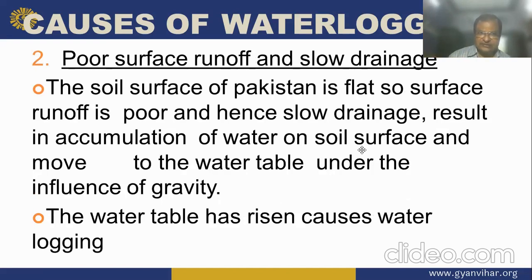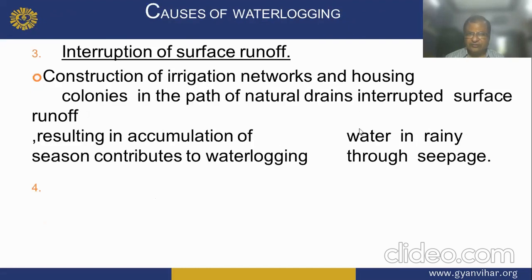Next, poor surface runoff and slow drainage. The soil surface of Pakistan is flat, so surface runoff is poor and hence drainage is slow. The result is accumulation of water on the soil surface, and the water moves down to the water table under the influence of gravity. The water table has risen and caused waterlogging.